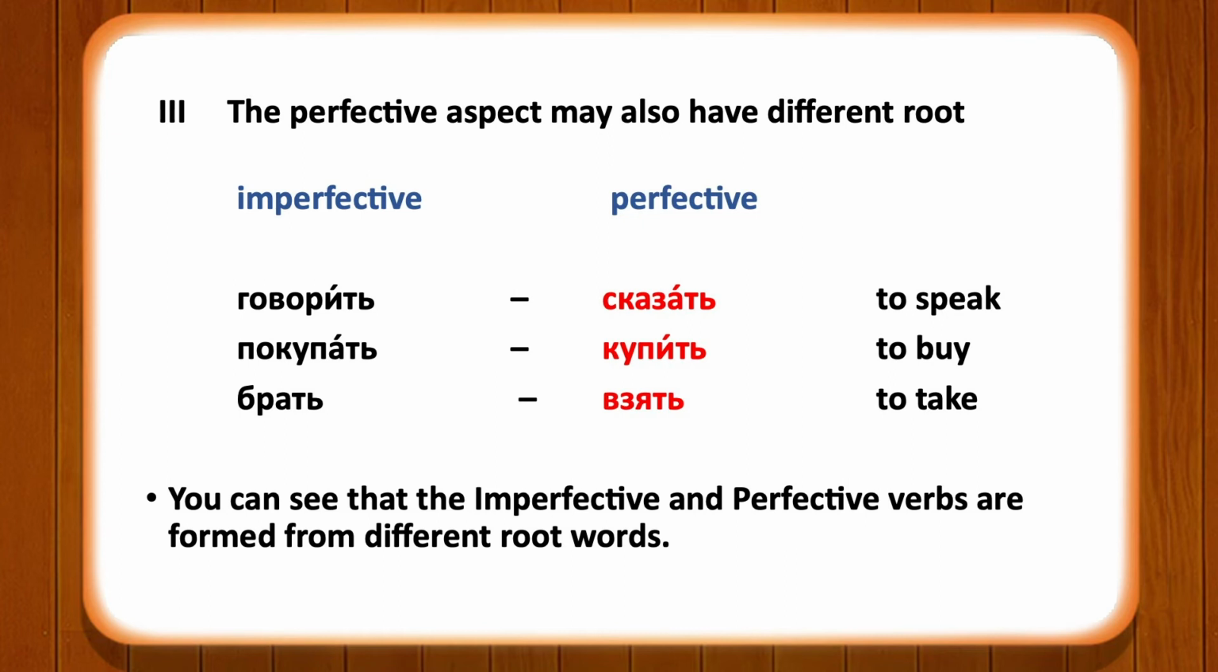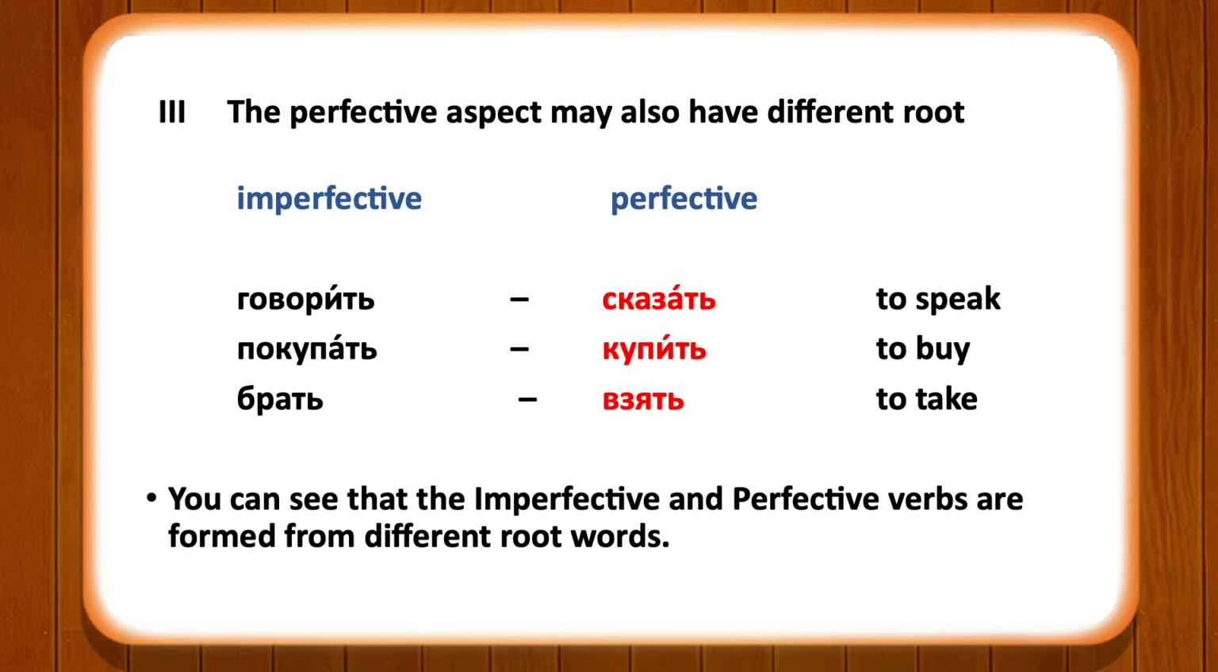Pakupaj means to buy. Pakupaj is an imperfective verb. The perfective aspect of this verb is formed by the verb kupij. Pakupaj, kupij both mean to buy. Pakupaj is an imperfective aspect and kupij is a perfective aspect. As you can see, both skazaj and kupij have a completely different root. Gavarij, skazaj, pakupaj, kupij.